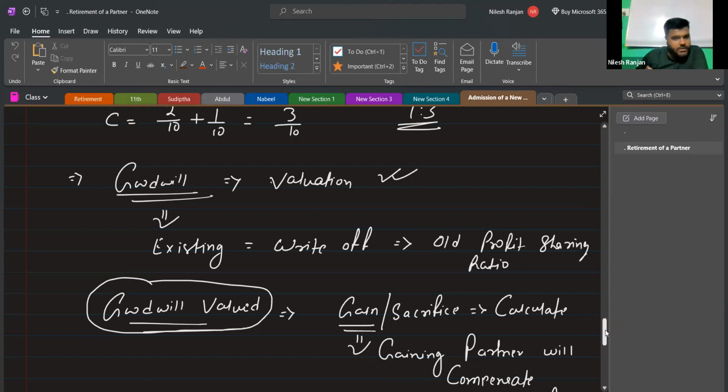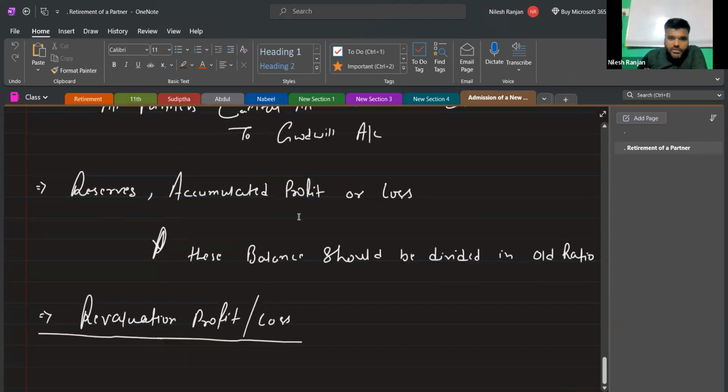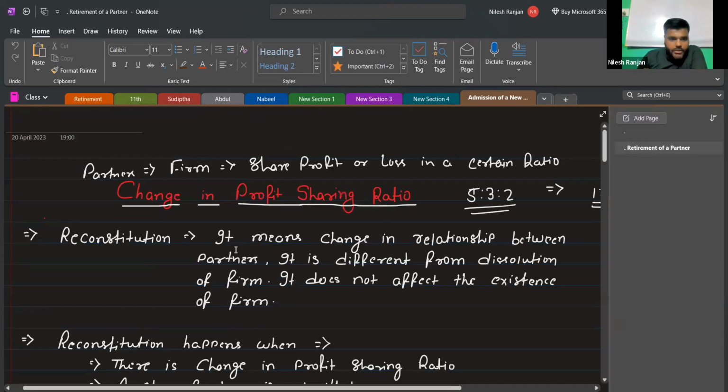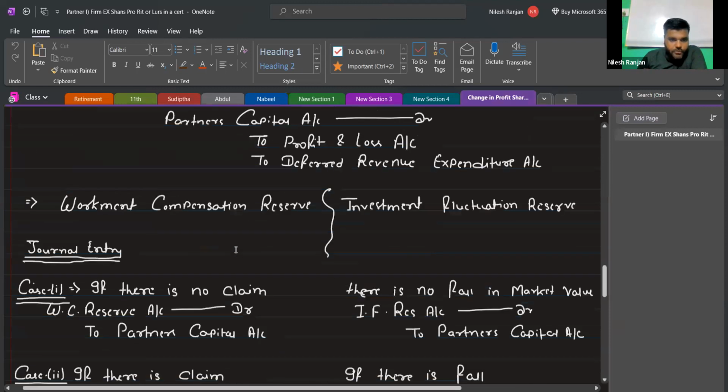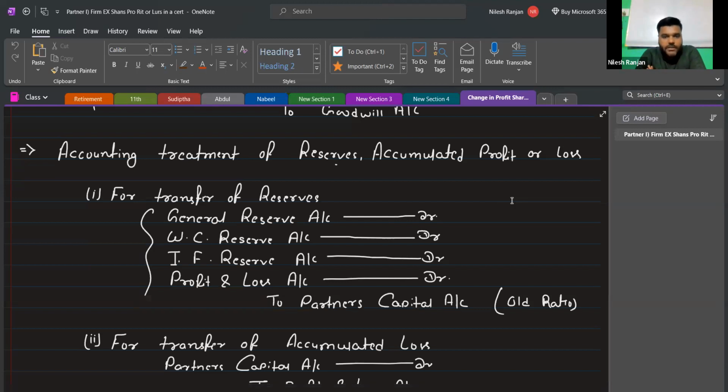The third concept is related to reserves, accumulated profit or loss. In this chapter, change in profit sharing ratio, we have done this journal entry, accounting treatment of reserves, accumulated profit or loss. Whenever there is any balance of reserves, accumulated profit or loss given in the question, then we transfer it to partners' capital account in old profit sharing ratio.